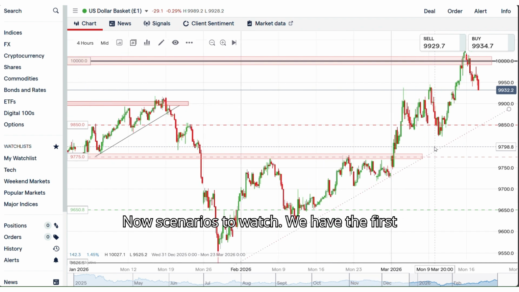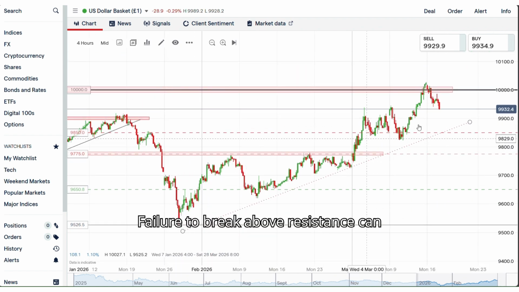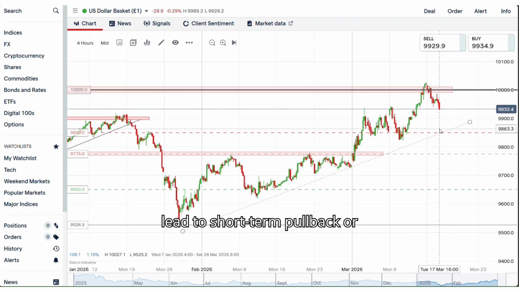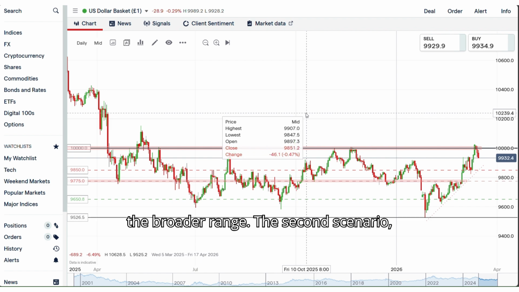Now, scenarios to watch. We have the first scenario, a rejection at 100. Failure to break above resistance can lead to a short-term pullback or consolidation, keeping the index within the broader range.